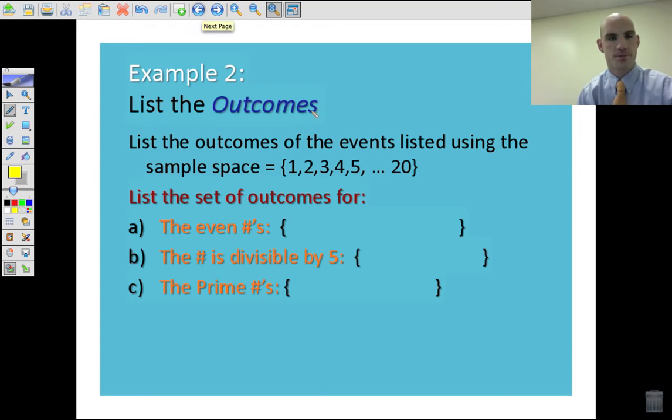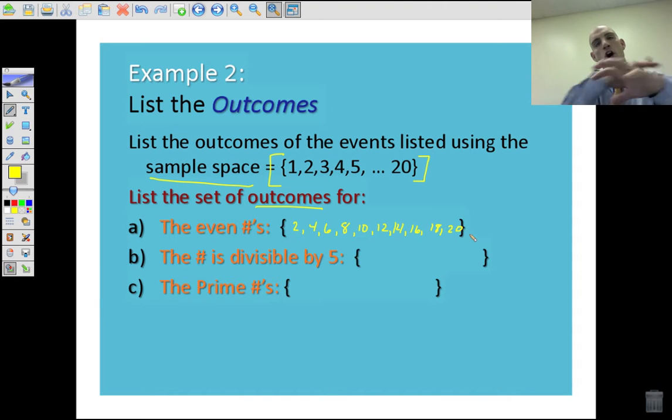Let's list the outcomes. Given this sample set, okay, this is our sample space. Sample space. The set of outcomes for the even numbers would look something like this. Out of this whole set, what would be the outcomes that are even numbers? Well, it would be 2, 4, 6, 8, 10, 12, 14, 16, 18, or 20. That's all of the possible outcomes that could happen that would be even from this sample space.